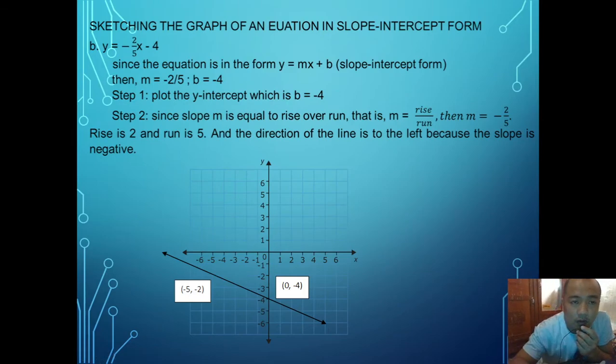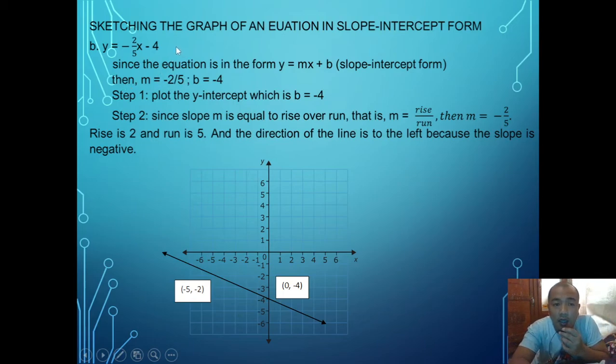Another, y equals negative 2/5 x minus 4. Okay, it's in the form y equals mx plus b, or slope-intercept form. So what is the slope? Negative 2/5. And the y-intercept is negative 4. So locate negative 4 in the y-axis. Here. And then run, since the slope is negative 2/5 and it's negative, so to the left tayo.